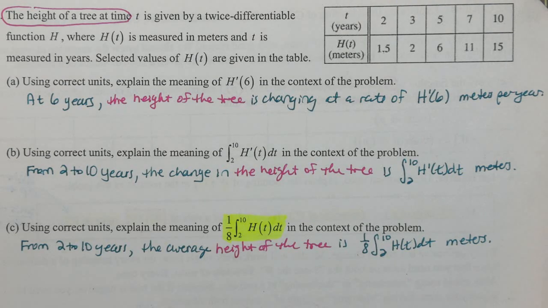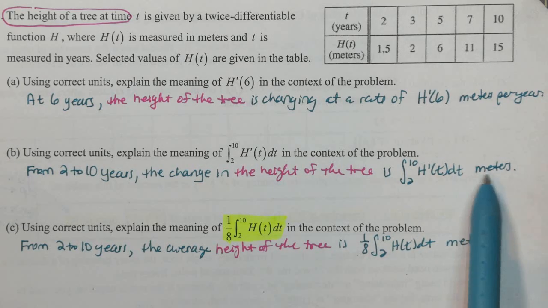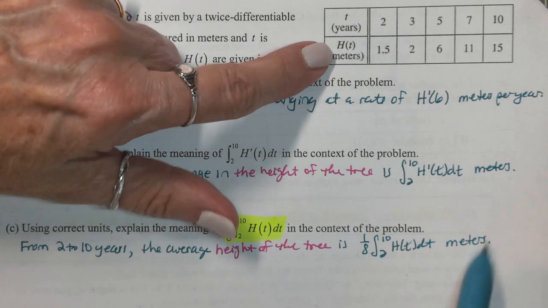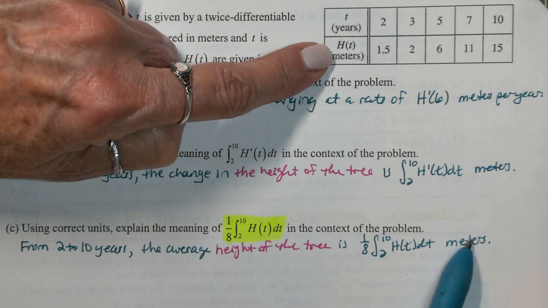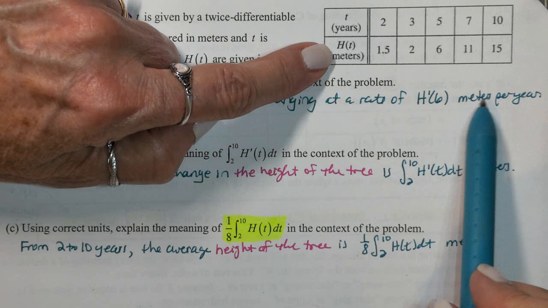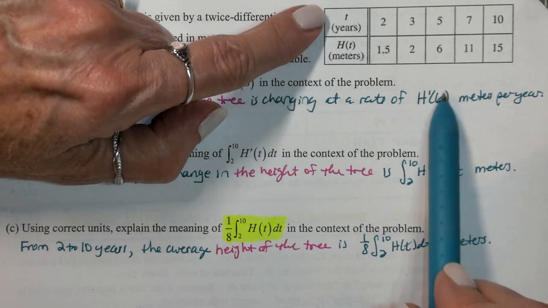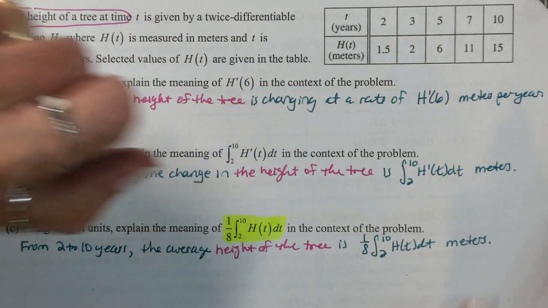Okay? I want you to notice that in both of these integrals we get back h units. We get back h units. The only one that changes is the derivative. It's meters per year. Okay?